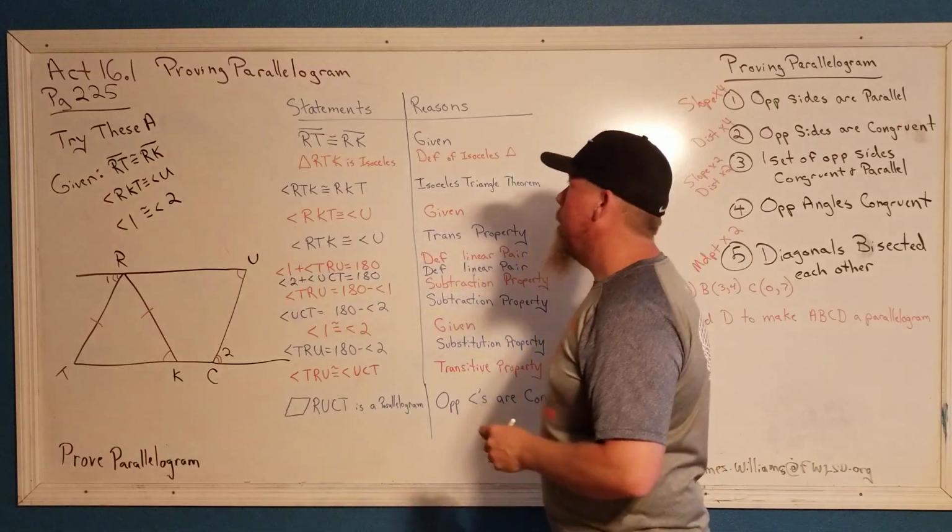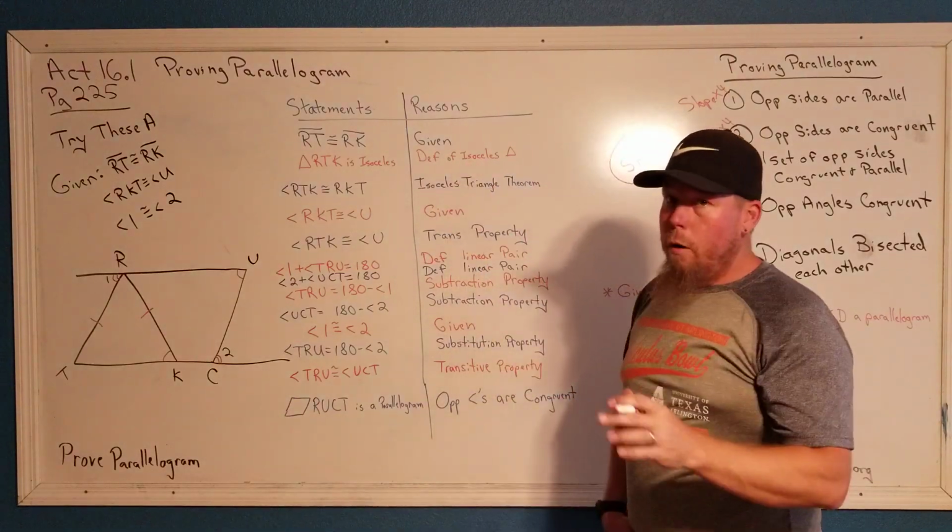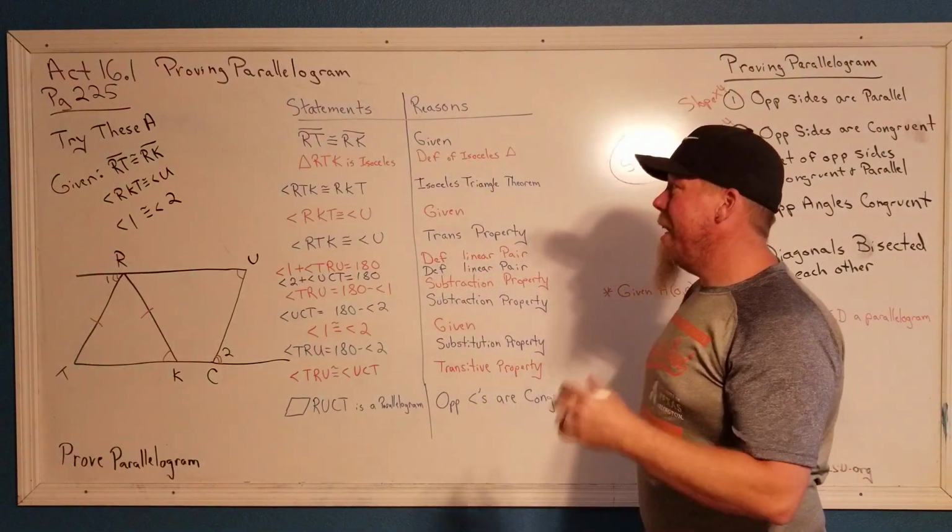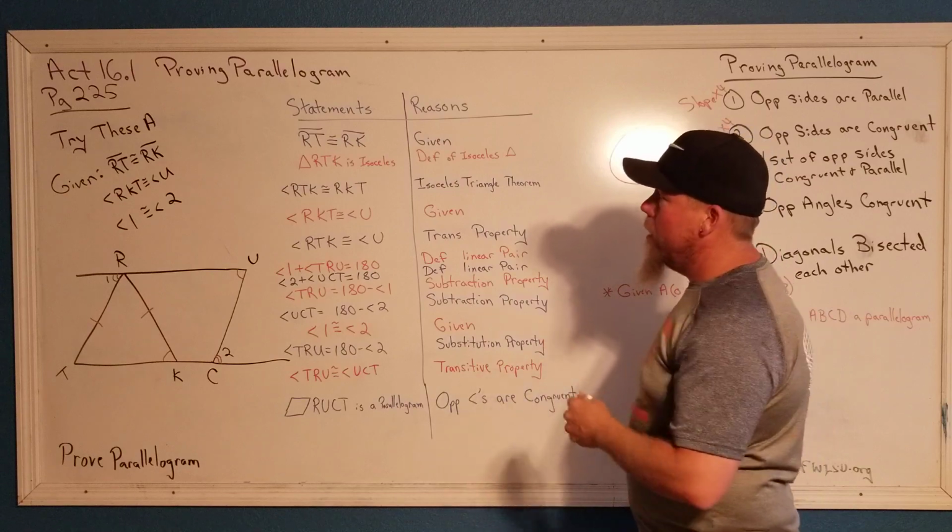I'm going to walk you through my proof. I'm going to start with a given statement. All your proofs are almost always going to start with a given statement. My statement is RT is congruent to RK. That's given.